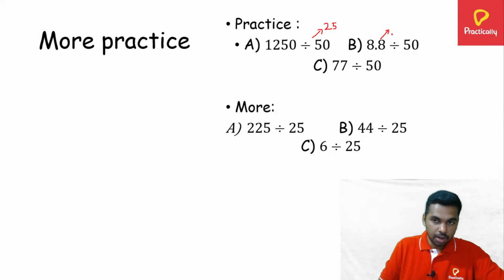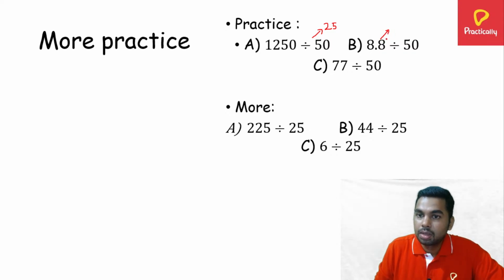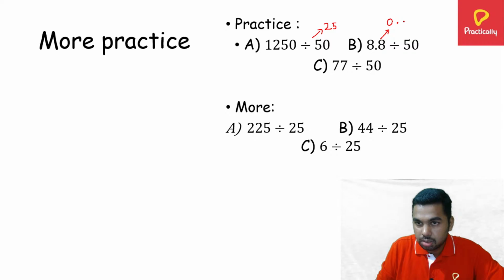8.8 divided by 50 is the following. 8.8, you can divide by 100 and multiply by 2. 8.8 multiplied by 2 is 16, plus 1.6, which is 17.6. 17.6 divided by 100 is 0.176.